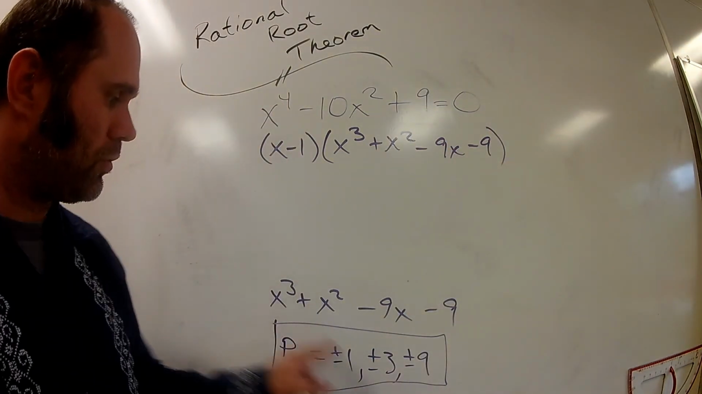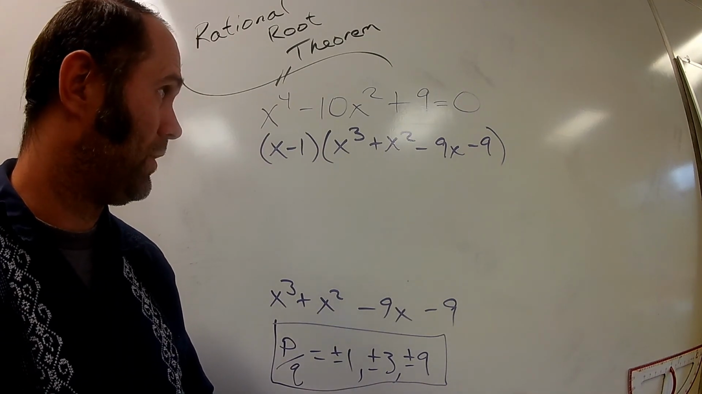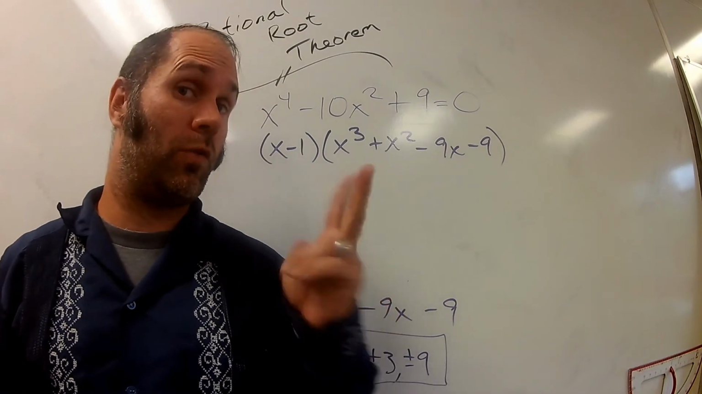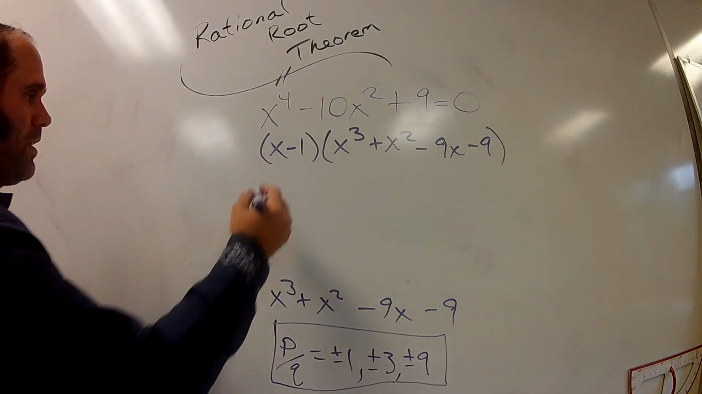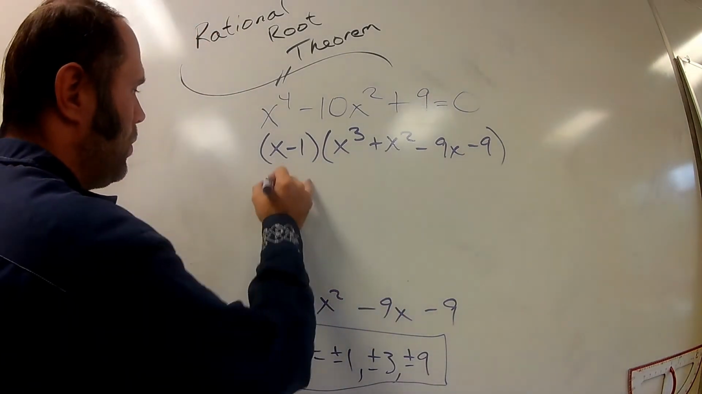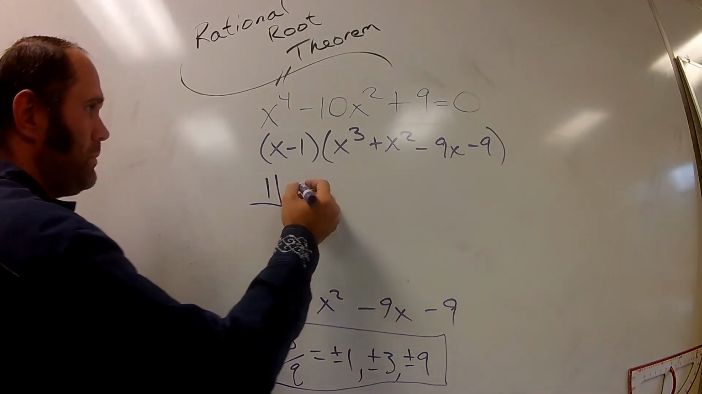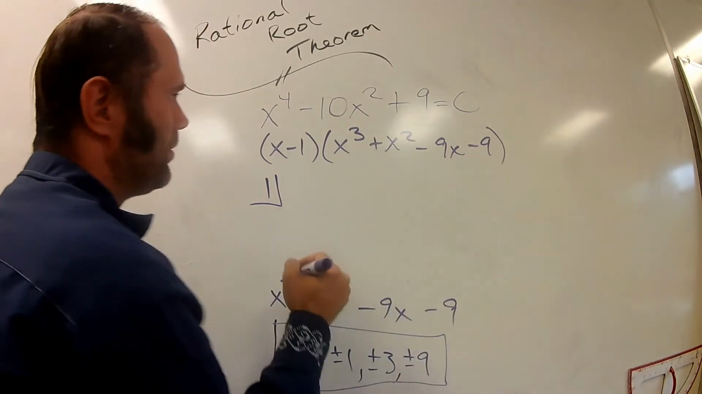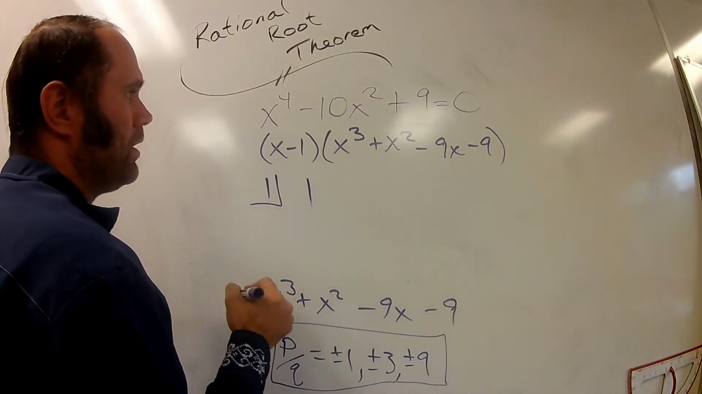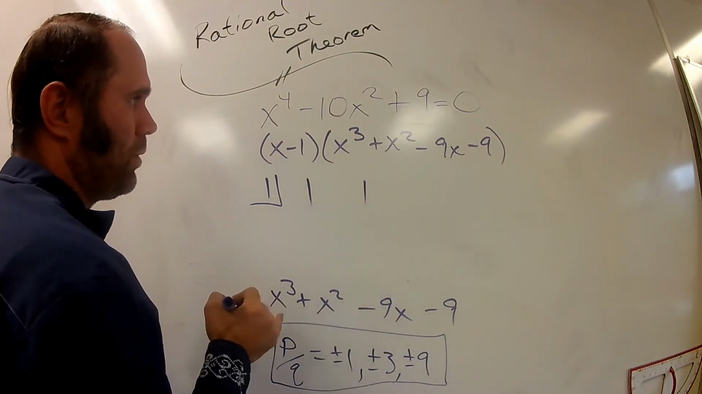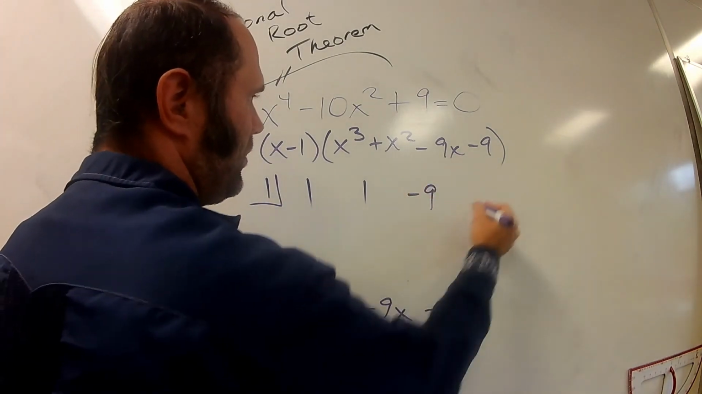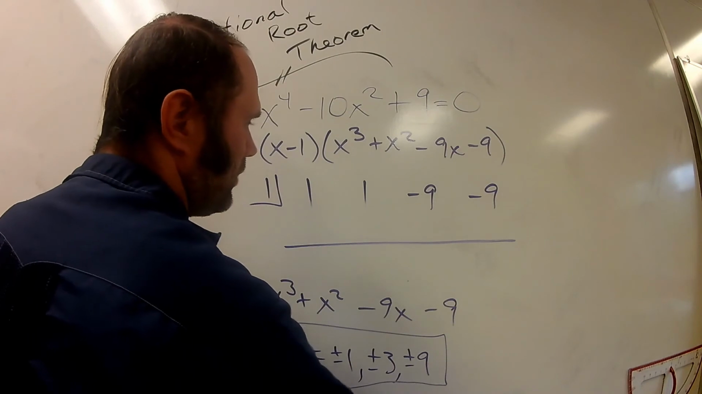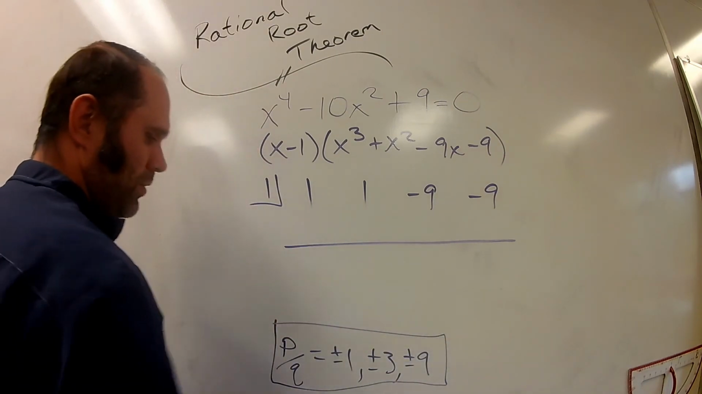So you don't just cross the 1 out at this point. Just because it worked once doesn't mean it might not work twice. So we're going to test it again. So we can test 1 again on x cubed plus x squared minus 9x minus 9. So 1x cubed, 1x squared, negative 9x, and negative 9. So we can do our synthetic division to see if it works.